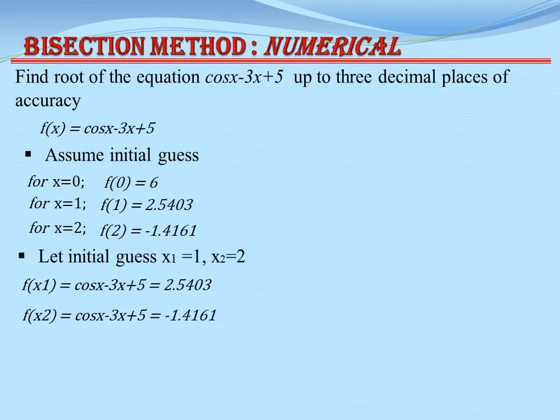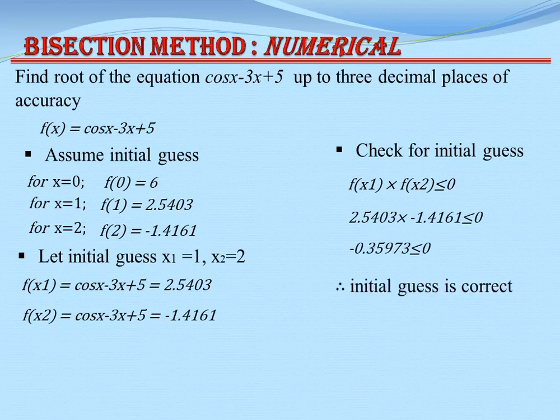Then we check whether the initial guesses are correct or not using this condition, that is f of x1 into f of x2 must be less than or equal to 0. If the condition is satisfied, then we find the new root approximation using the formula x3 is equal to (x1 plus x2) by 2.